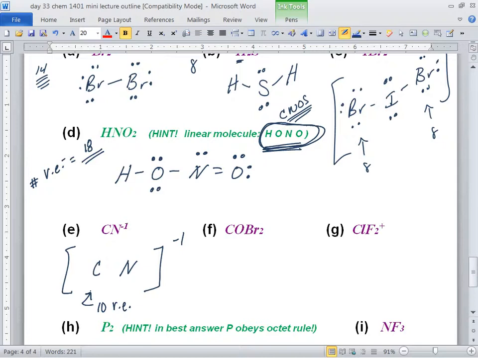Carbon has how many around it? 2, 4, 6. He's not happy. Nitrogen has 2, 4, 6, 8. Hey, nitrogen's happy. But this one isn't, so you got to keep working. See what else you can do.